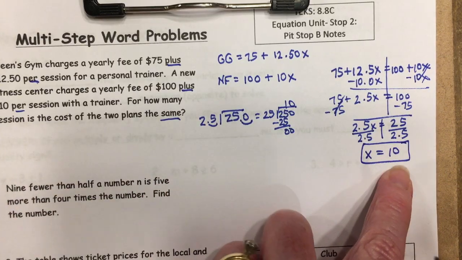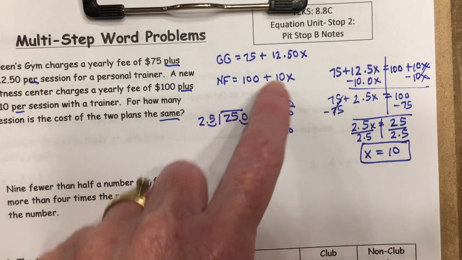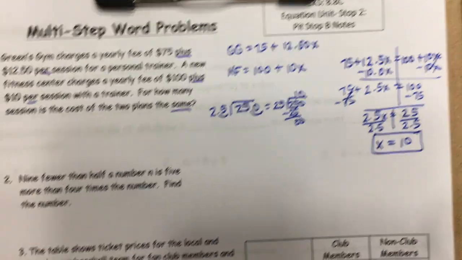Okay, what that tells me is that when a person goes 10 sessions, then the price of these two fitness centers are the same. Okay? All right, look at number 2.